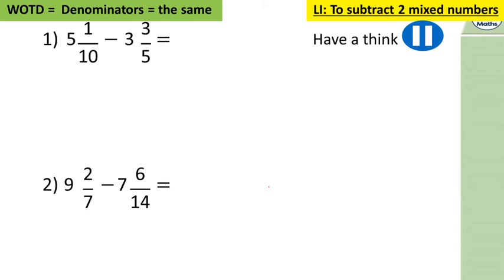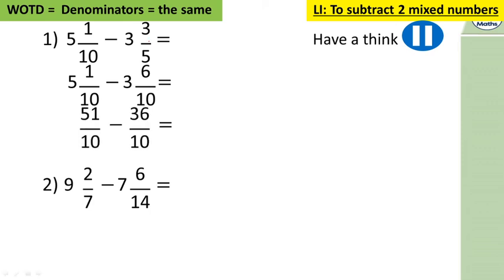So let's look at the first one. So 5 and 1/10, take away 3 and 3/5. We need to make those denominators the same. How do you make 5 equal 10? You multiply by 2. Whatever you do to the bottom, you do to the top. So you have to do 3 times 2 as well. So change this fraction into tenths. So now we have 5 and 1/10 minus 3 and 6/10.